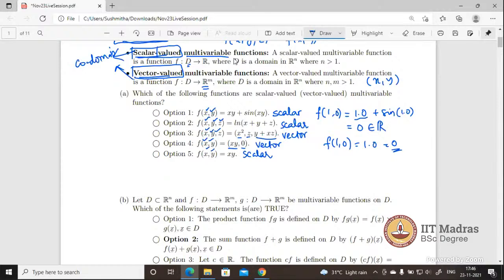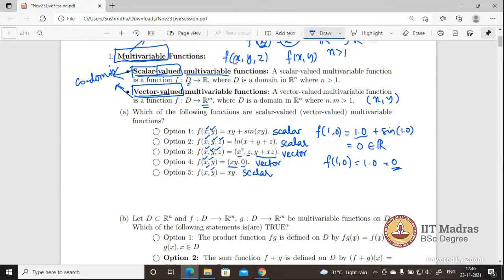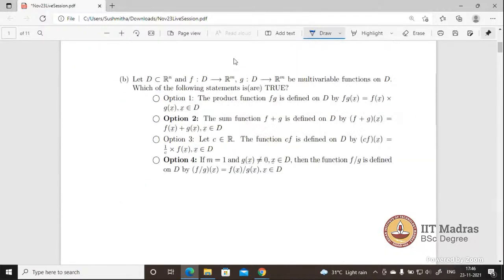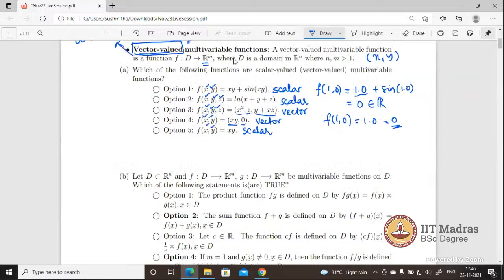But these are all multivariable functions because the function depends on more than one variable. So in this way, we have two different types of multivariable functions. One is scalar valued multivariable functions. The other is vector valued multivariable functions. So this is one of the questions. And you know how to add two multivariable functions, subtract two multivariable functions and all that, right?